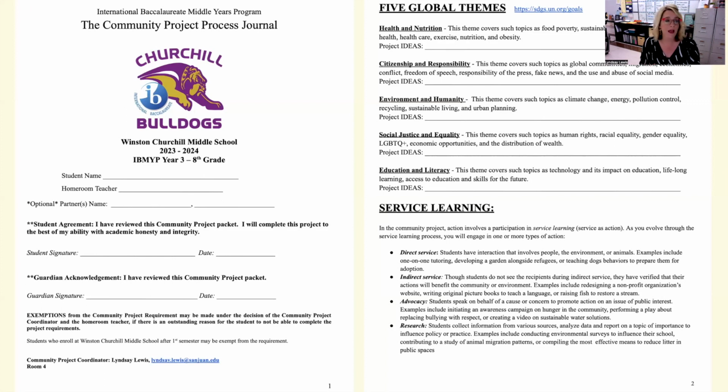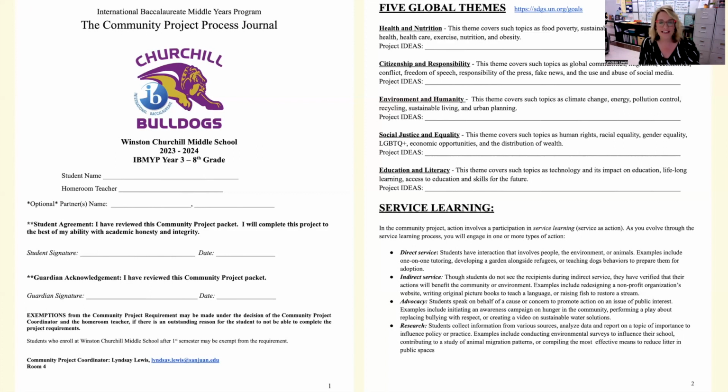We really want to make sure that students are engaged in a project that is meaningful to them, that they're enjoying, because the only way to really instill the active service in you for the rest of your life is to make sure you understand it should be something that you're passionate about and you enjoy, and it's more than just a school requirement. That is a big goal of the community project.